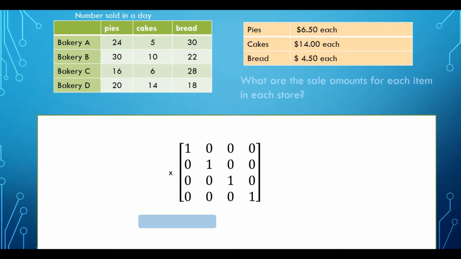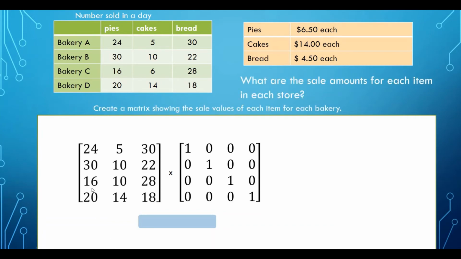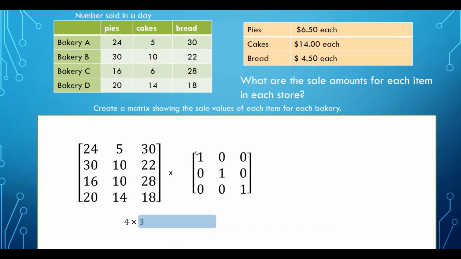So here is my matrix, and I want to multiply it by the identity matrix. Before I can do that, I need to check my matrix size. My original matrix is a 4 by 3 matrix. So remember, the number of columns in my first matrix needs to equal the number of rows in my second matrix. So I need to multiply it by a 3 by 3 matrix.